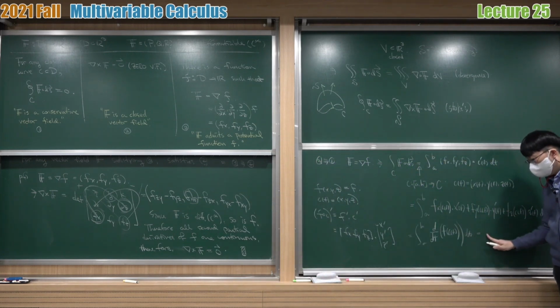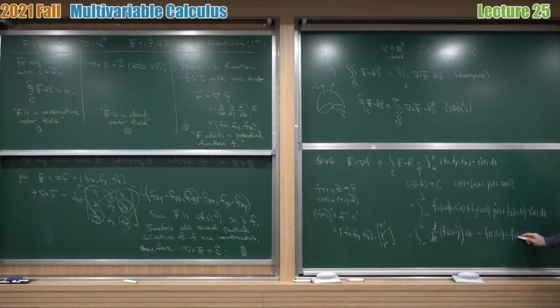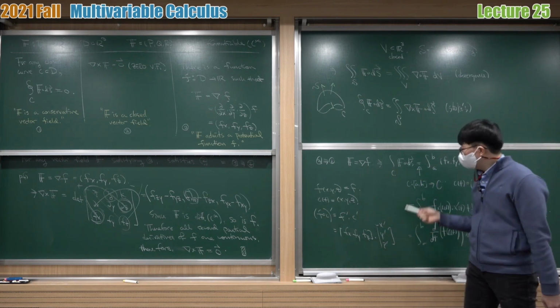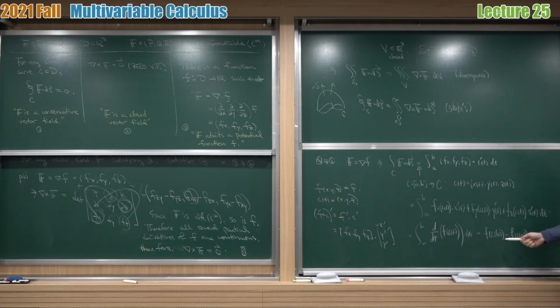So what's the result? f(c(b)) minus f(c(a)), right? So it means that if a function admits a potential function f, the line integration only depends on the starting point and end point. Doesn't matter how you take the contour from this point to these two points.